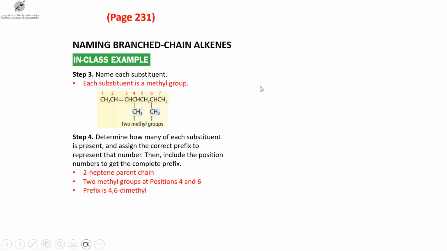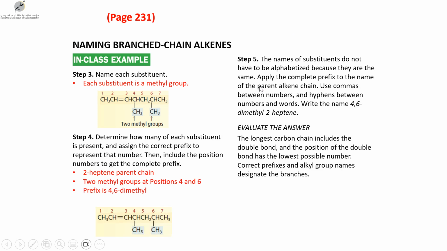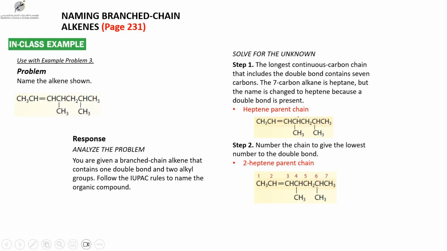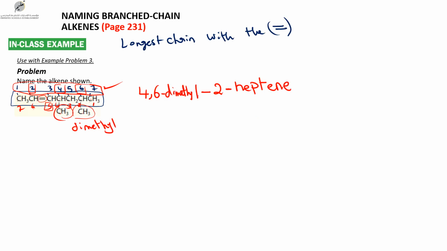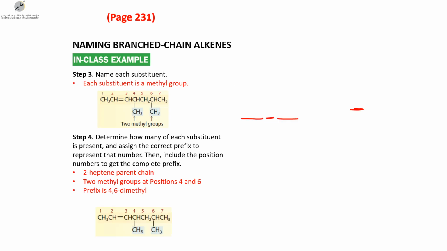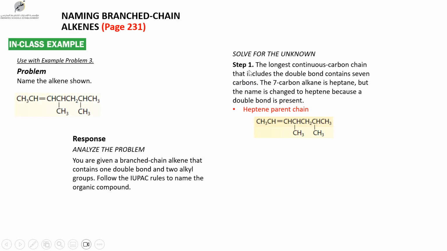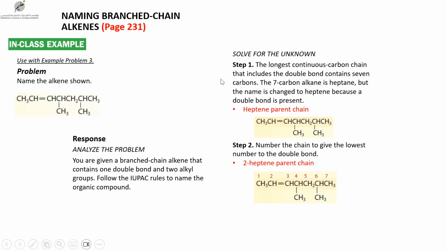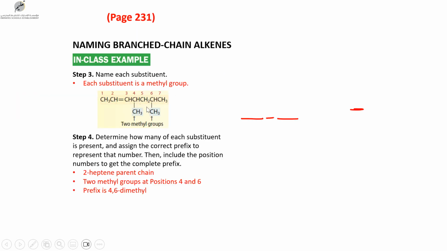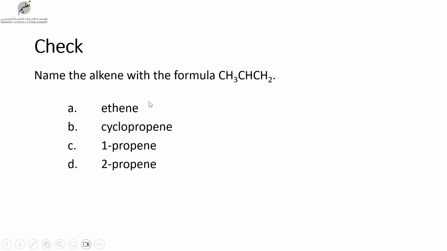If we check the solution, it should give us the same. Okay, so 4, 6 dimethyl 2 heptene. And that's the solution that you have in your book. In your book, the steps are mentioned, and they are mentioned here in the PowerPoint, so you can view them at your own time, but I just showed you how to do it in a fast way. Everything that they mentioned here we already did, but in a quick way.